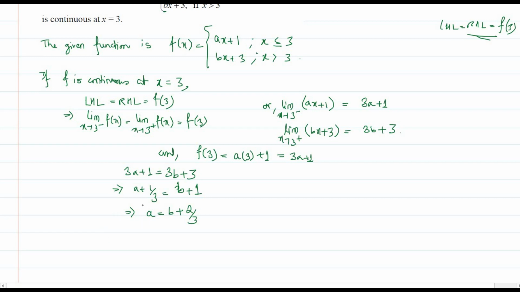So that is the relationship between a and b, for which the given function will be continuous at x equal to 3. So you have to remember that you can put any a and you have to get a corresponding b, or you can put any b and you have to get corresponding a. Means they both should be related by this expression, and there can be infinite such values.